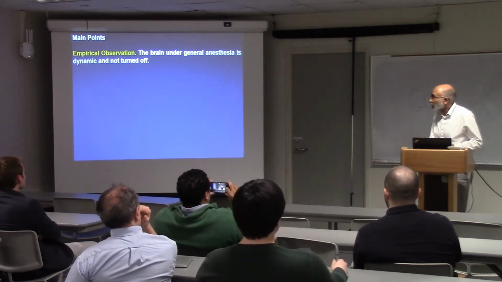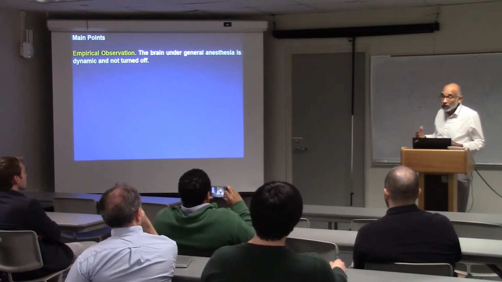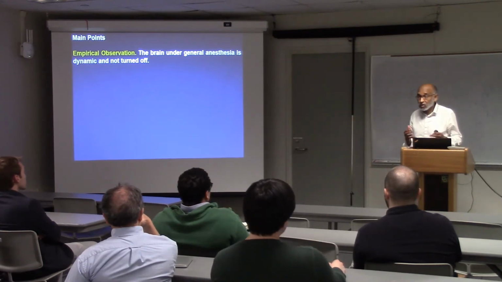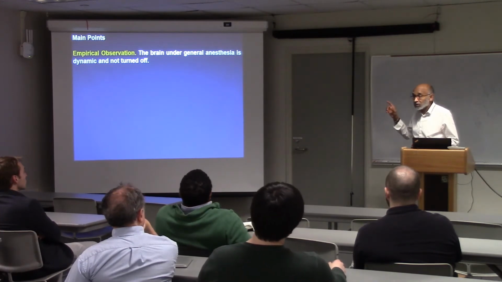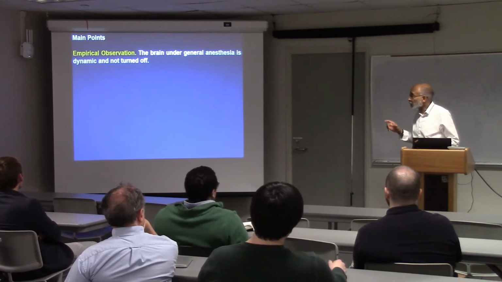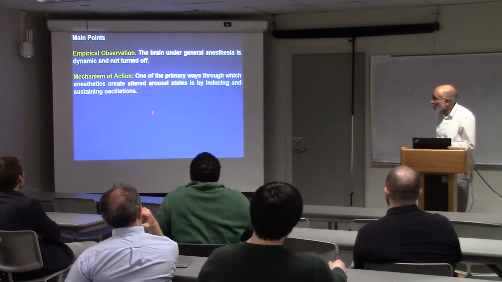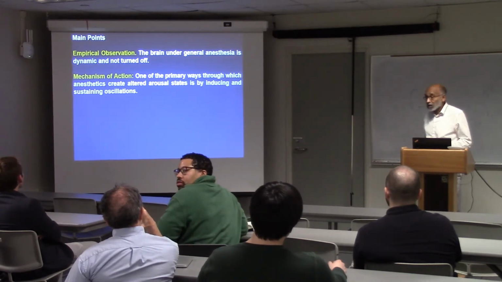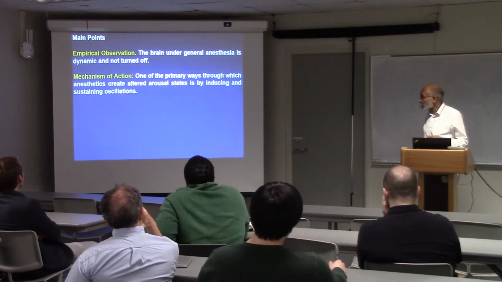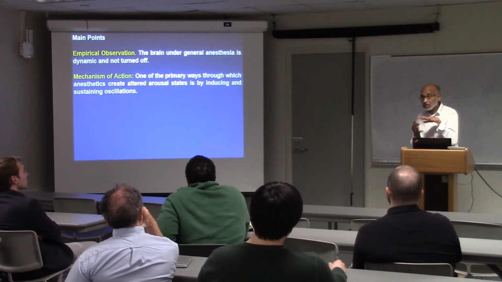So here are the main points that I'm going to make. The brain under anesthesia is not turned off. It's actually quite dynamic. And that's one of the main points I'm going to make, and I'll show you this very shortly. And in fact, what we think now is one of the primary ways in which the drugs are working, and they alter arousal, is by creating oscillations, and these oscillations make it difficult for the various parts of the brain to communicate. That's kind of the take-home message.